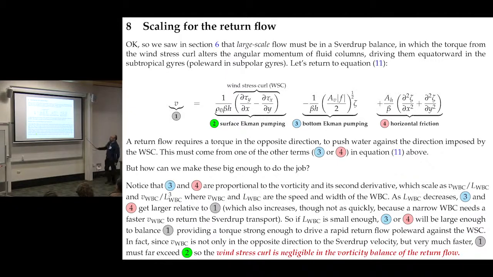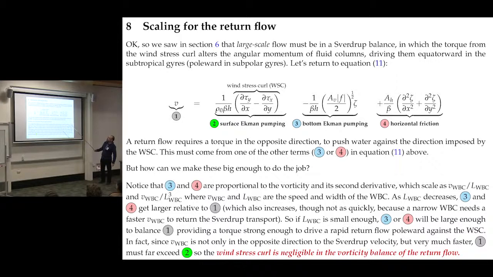And also, another thing we can see is if the return flow is in a narrow current, what does that tell you about its velocity compared to the Sverdrup velocity? It's going to be a whole lot larger. Okay? It's carrying the same amount of water through a narrower pipe, if you like. It's going to have to move faster. So the narrower the western boundary current is, the faster it is compared to the Sverdrup flow.